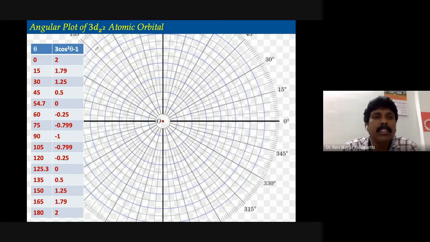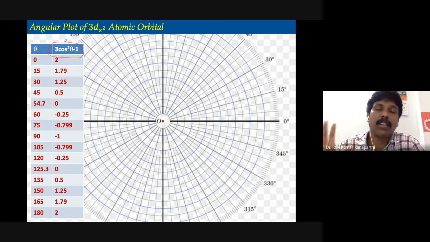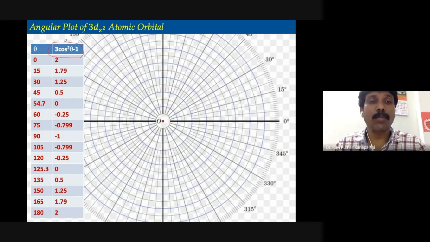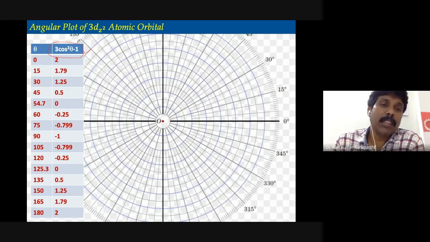So in the case of 3dz square, the spherical harmonics is just 3 cos square theta minus 1. Of course, the spherical harmonics contain a normalization constant, that we don't worry about. We only worry about the function for the shape, the theta function. So the theta function is 3 cos square theta minus 1. So how do we plot it?